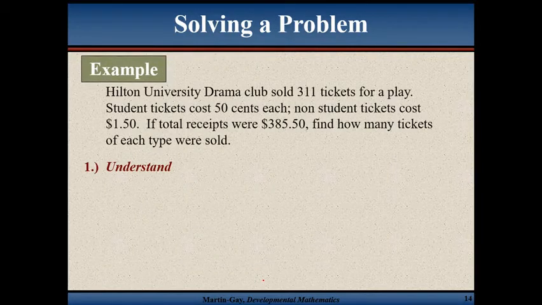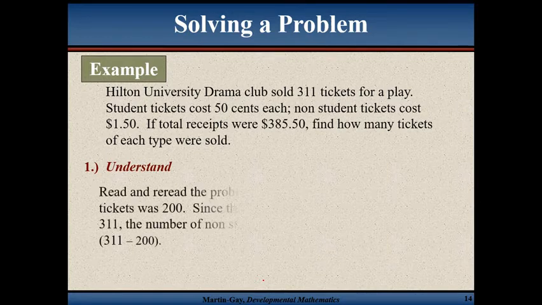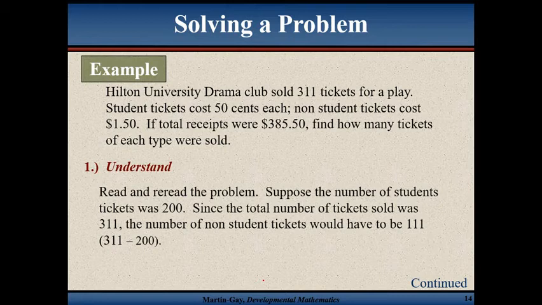Okay, let's take a look at a second example. Hilton University Drama Club sold 311 tickets for a play. Student tickets cost 50 cents each, and non-student tickets cost $1.50. The total receipts were $385.50. Find how many tickets of each type were sold. So, suppose the number of student tickets was 200. Since the total number of tickets sold was 311, the number of non-student tickets would have to be 111.